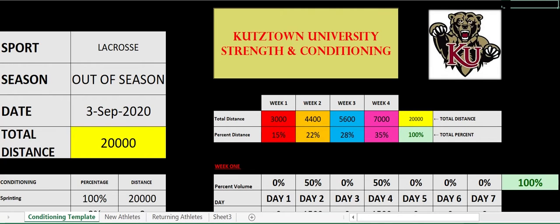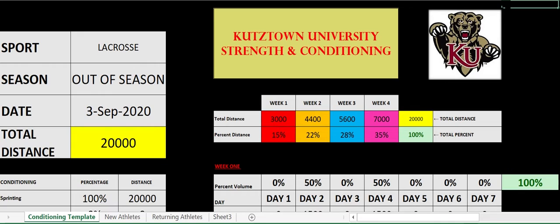In this video, I'll be showing you how to use the conditioning template that I've developed for Kutztown University Strength and Conditioning, and how you can use that with the CSCCa and NSCA consensus guidelines for transition period. So the transition period, according to both groups, is defined as anything that's a 2+ week break.